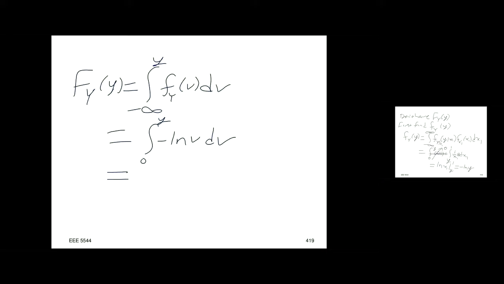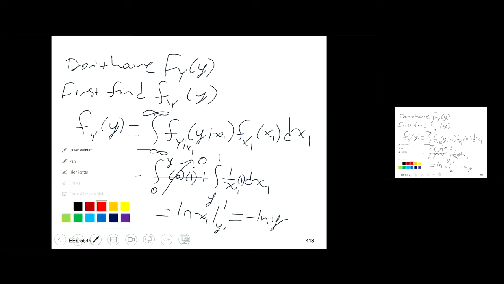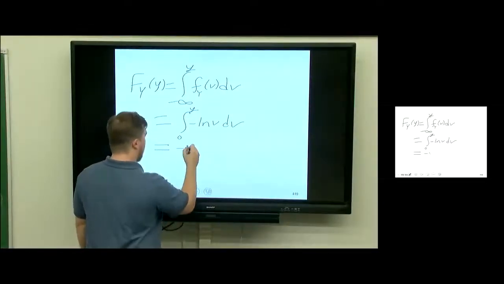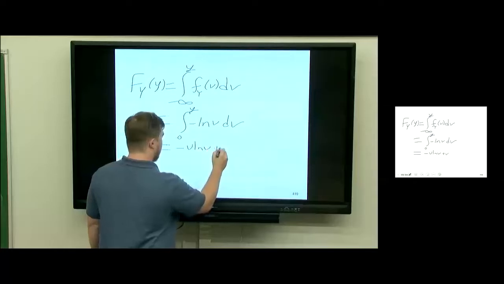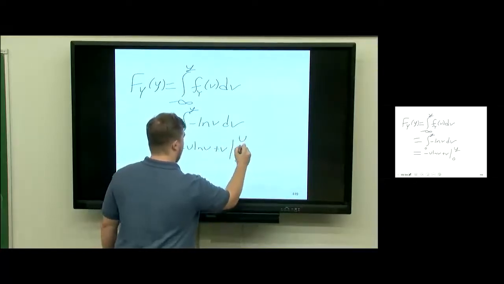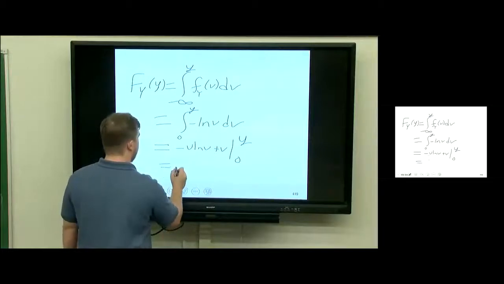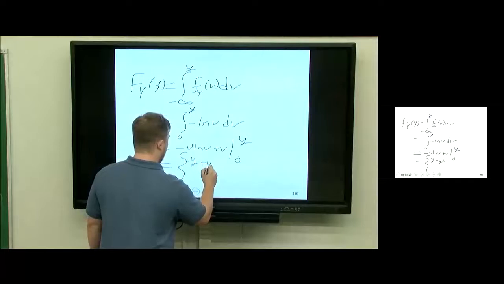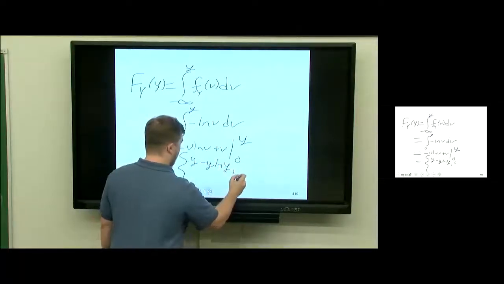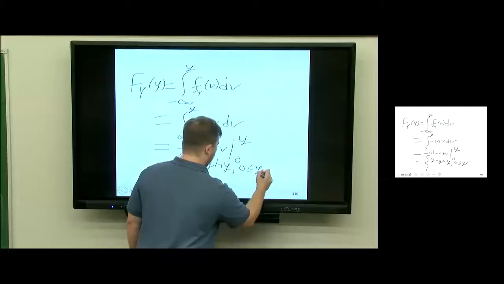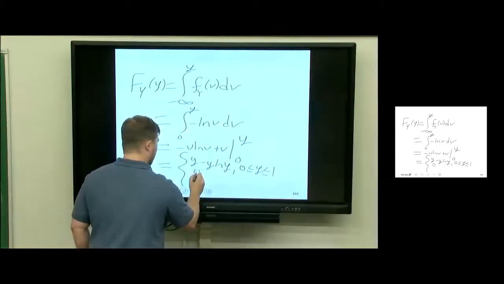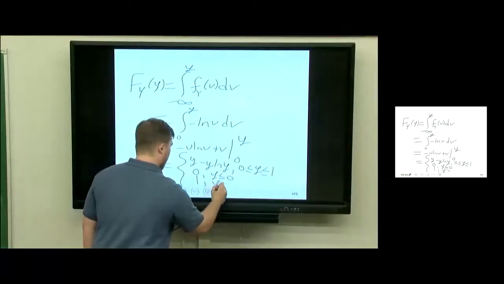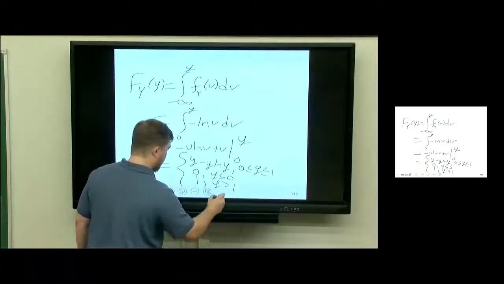So this was negative v log v plus v, I think, from 0 to y. And so if we simplify, the CDF is just y minus y log y for all y greater than or equal to 0 and less than or equal to 1, and it's 0 for all y less than or equal to 0, and it's 1 for all y greater than or equal to 1.